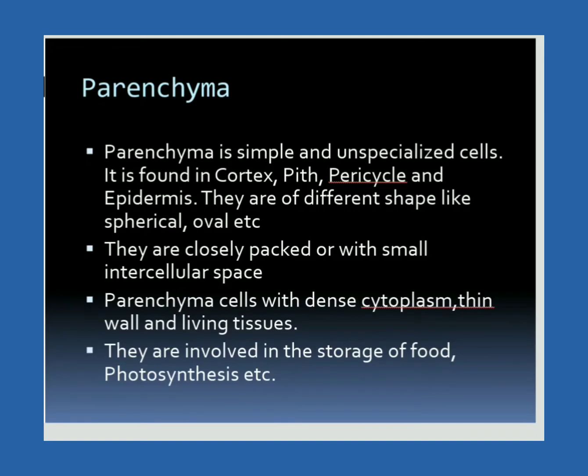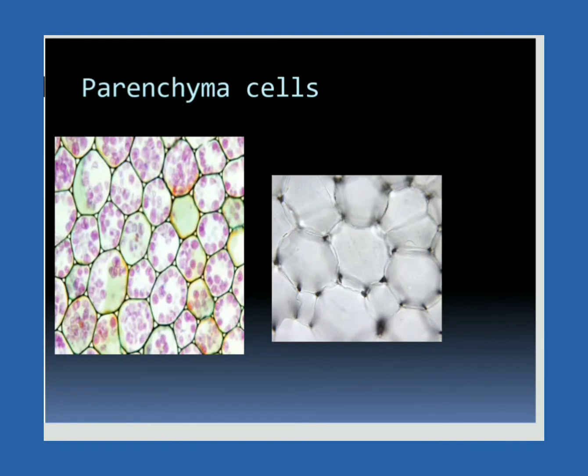So they perform photosynthesis. These are the important functions of the parenchyma, which is a living tissue with a thin wall, because it has to undergo continuous division, and also has dense cytoplasm. Here if you see the diagram, the parenchyma cells are compactly arranged, or with small intercellular spaces present between the cells, and are of different shapes. They do not have a perfect shape. They may be spherical, oval, or of different shapes.